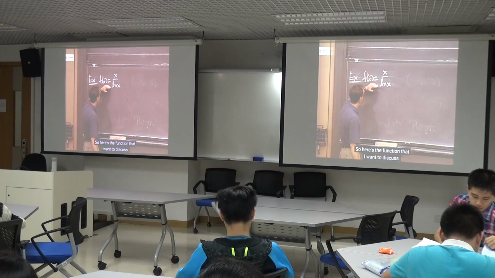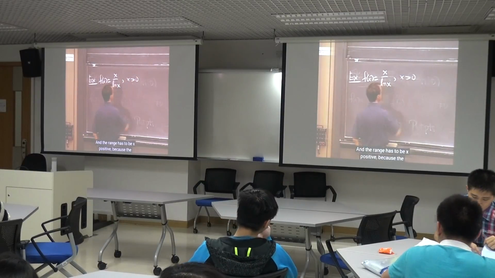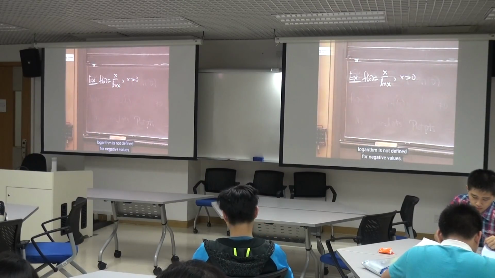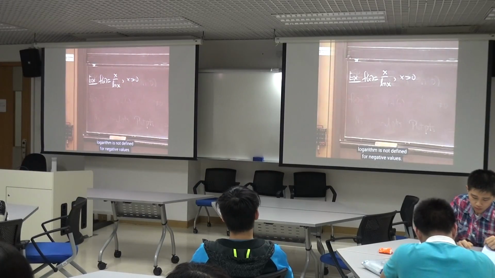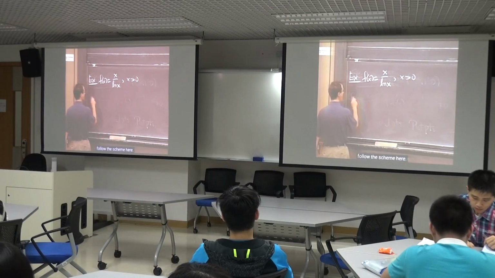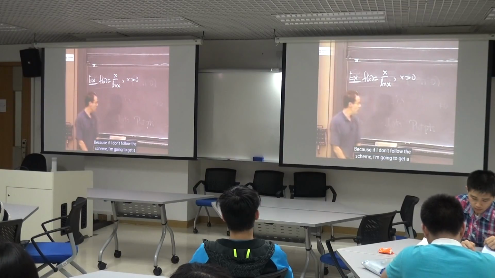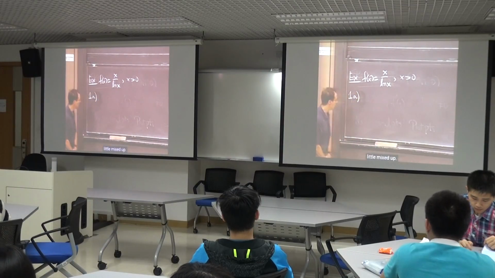So here's the function that I want to discuss. And the domain has to be x positive because the logarithm is not defined for negative values. So the first thing I'd like to do is follow the scheme here, because if I don't follow the scheme, I'm going to get a little mixed up.